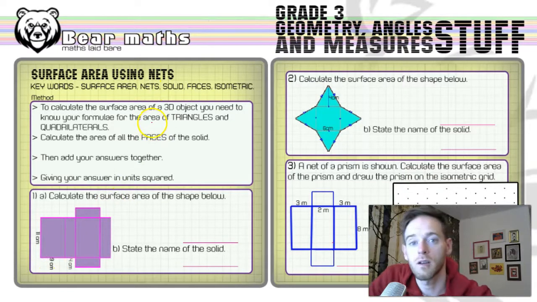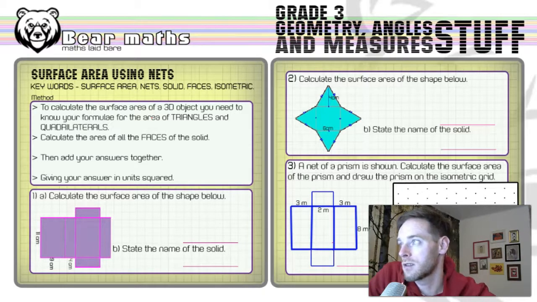This video is on surface area using nets, and I've got some keywords for you. Surface area, net, solid, faces and isometric. Surface area basically refers to the area of all the faces of a 3D object added together. Nets are the unfolded version of the 3D object. Solid is just another name for a 3D object. Faces are the flat bits of the 3D object, and isometric refers to the kind of paper that you would use, the dotty paper or the little triangle paper that allows you to draw 3D shapes.